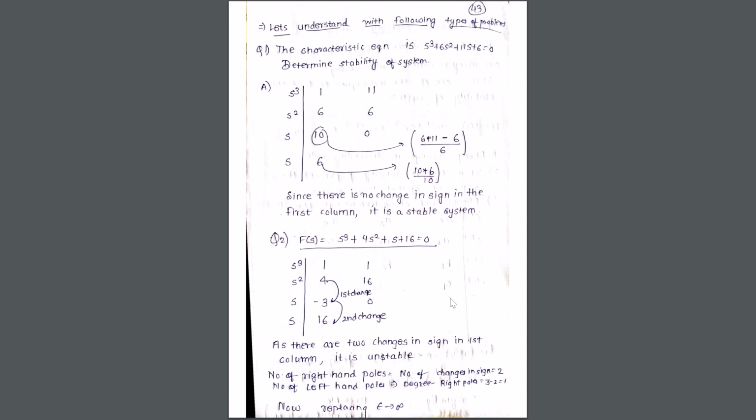Hence, if I have a particular question given to me, I am going to write the first two rows, that is s cube and s square, give the coefficients of them, and find out the total array. Then the number of changes in sign is equal to the number of right-hand poles, and the degree minus the number of changes in sign, that is 3 minus 2 equal to 1, is equal to the number of left-hand poles. I hope I am very clear.